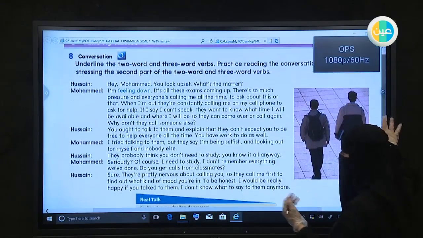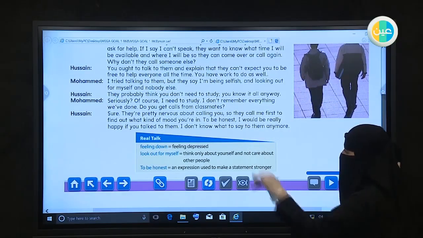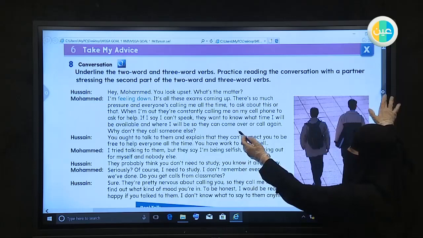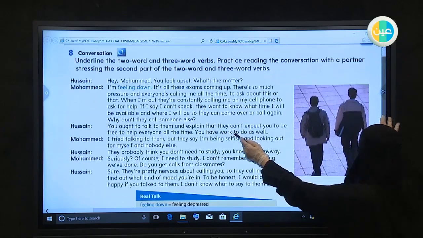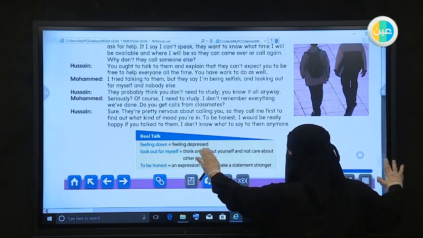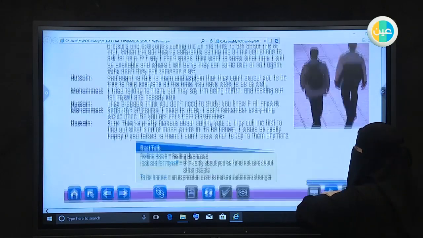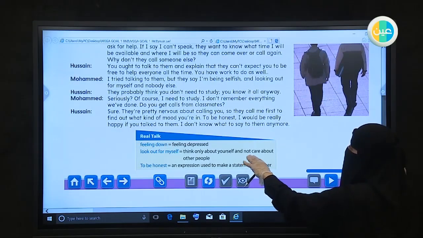Okay, now we want to discuss what we have about real talk inside the passages. We have three things. The first is feeling down. Going back up, we found the question: what is the matter? Muhammad answers, I'm feeling down. What's the meaning of feeling down? Feeling down here means feeling depressed. Okay? And the second one we have is look out for myself.